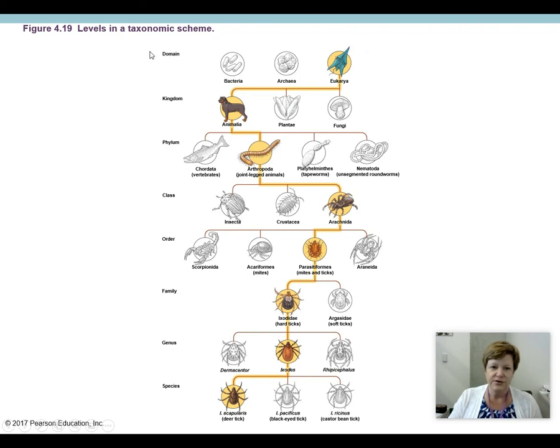You do need to know these levels in order. So sometimes students use a mnemonic device, or a sentence such as, did King Philip, with a P-H, Philip, come over for good spaghetti? And that would help you to remember them in the right order.